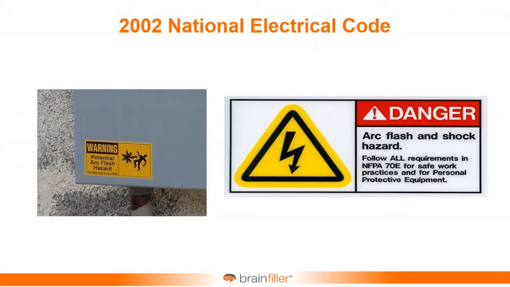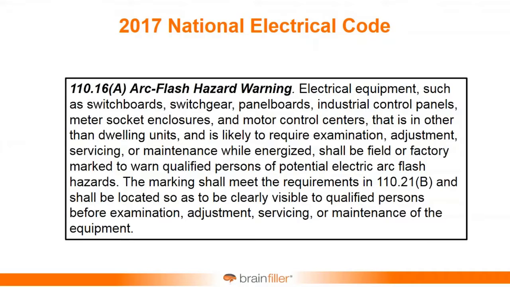Warning of the possible arc flash hazard. Fast forward to 2017, and the National Electrical Code now refers to this as the arc flash hazard warning. But again, NFPA 70E doesn't use that term. 70E refers to it as an equipment label. But the one thing that sticks out, all these years later in 2017, it still references equipment that may be required to be examined, adjusted, serviced, maintained, while energized. Again, there are those words, while energized. And that's what really drives this.